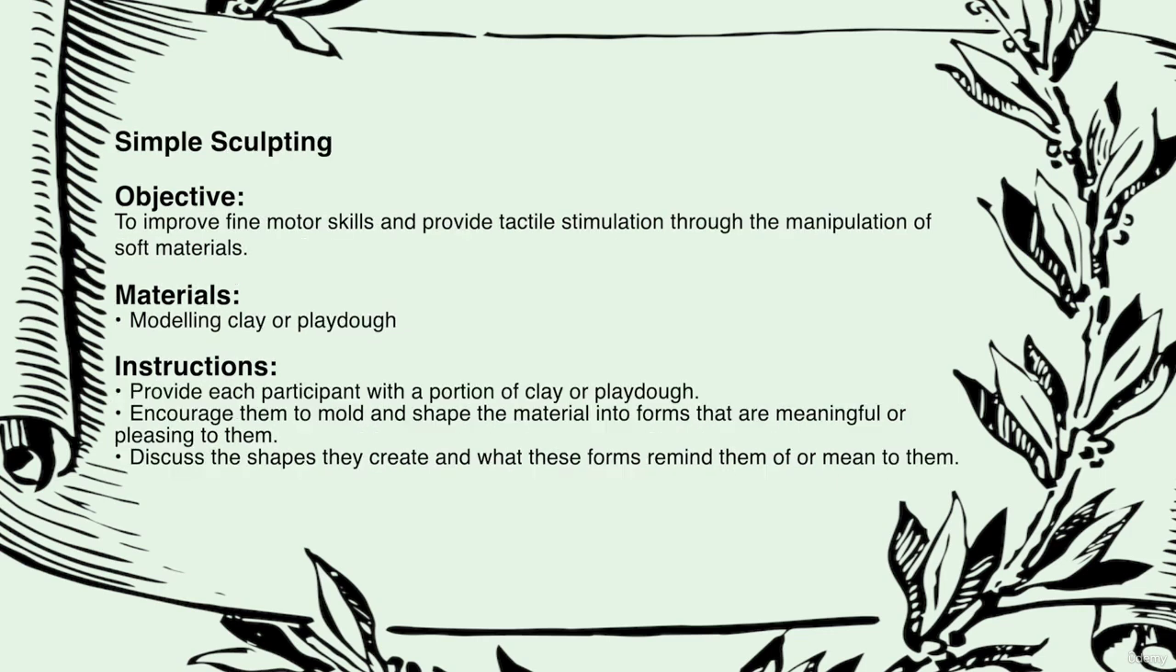The third exercise is simple sculpting. Now for that you would need clay or Play-Doh, and you'd be encouraged to shape the material into forms that are meaningful and pleasing, and then you discuss the shapes that you created. If you can do that, that would be great, and then you could share it in the question and answer section again with your thoughts behind the process. But if you haven't got Play-Doh or clay, or you don't want to do it, that's also fine.